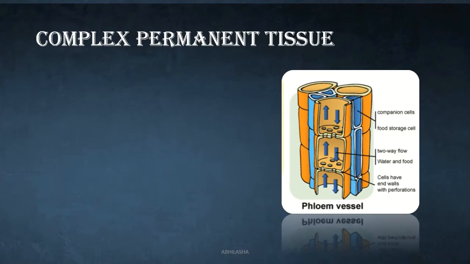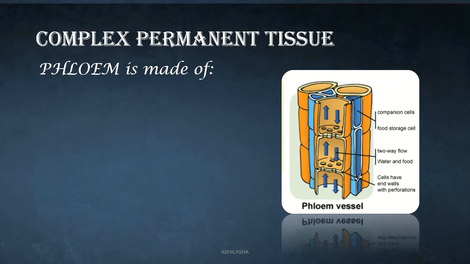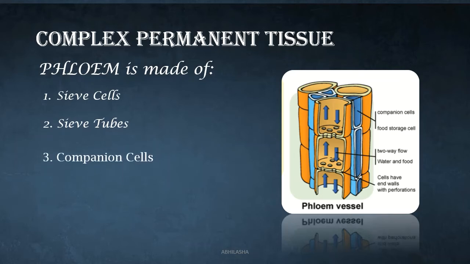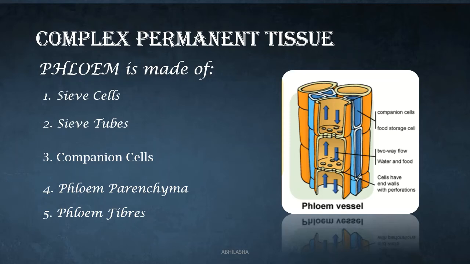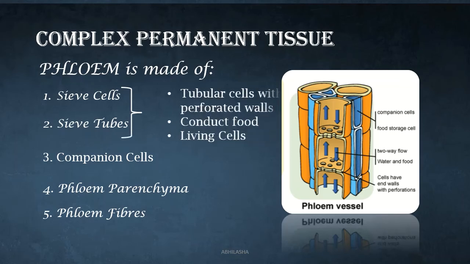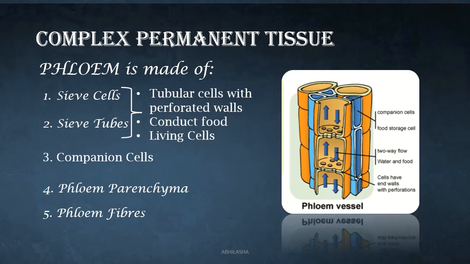The next complex permanent tissue is phloem. Phloem again is made up of different types of cells. The first one is the sieve cell, the sieve tubes, companion cells, phloem parenchyma, and phloem fibers. So here there are 5 types of cells. The sieve cells and the sieve tubes are mainly concerned with transport of food. So they are tubular cells with holes in their wall, that is perforated walls. They are living cells. The companion cells provide energy to the above two for the transport of food.